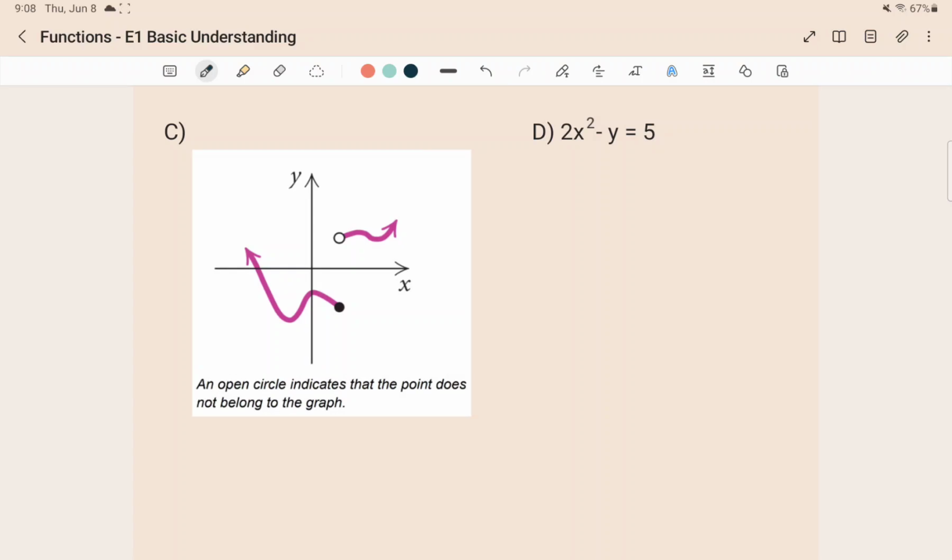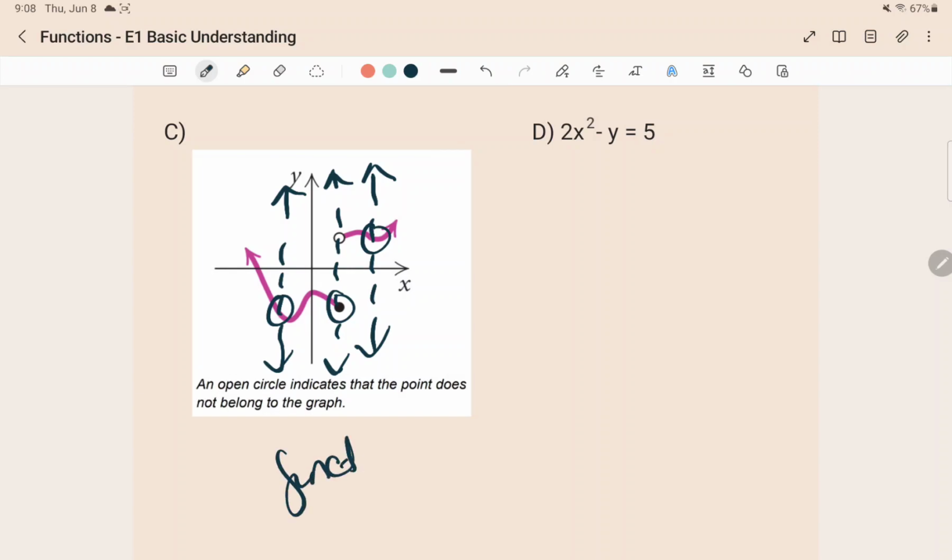Okay, part C. I have a graph, so I'm going to use the vertical line test to decide whether or not this is a function. Note that the open circle symbol indicates that the point does not belong to the graph, but a closed circle indicates that the point is on the graph. Again, I draw my vertical lines, and anywhere on this graph that I draw a vertical line, I'm not hitting more than 1 point. So I'm good here, here, and here. This is a function.